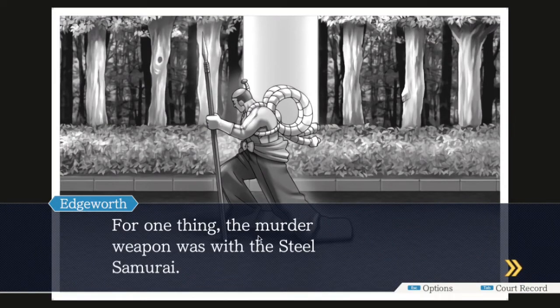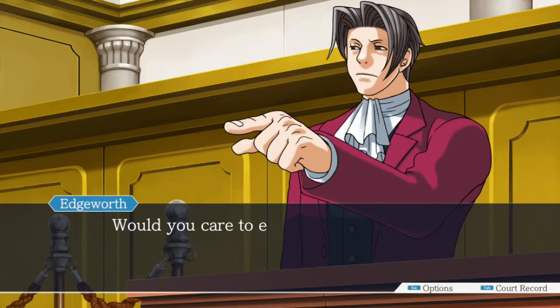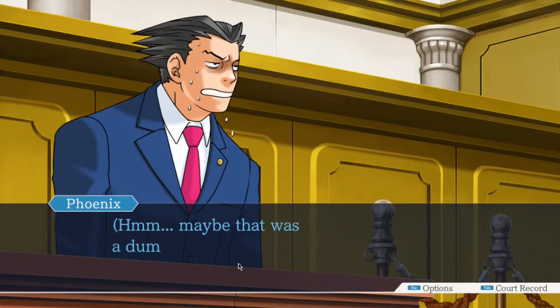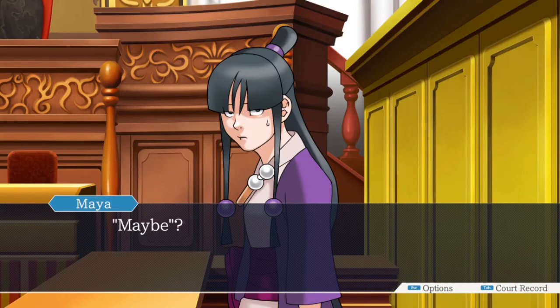I can't believe I'm actually laughing. I'm supposed to be on board with... For one thing, the murder weapon was with the Steel Samurai. Alright. That's how I would have obtained it from him. Maybe that was a dumb move on my part.